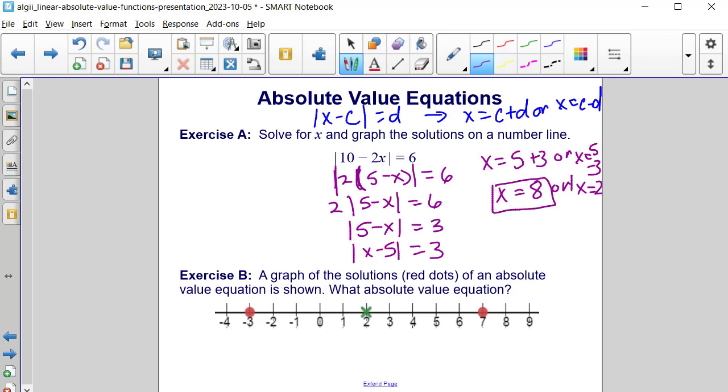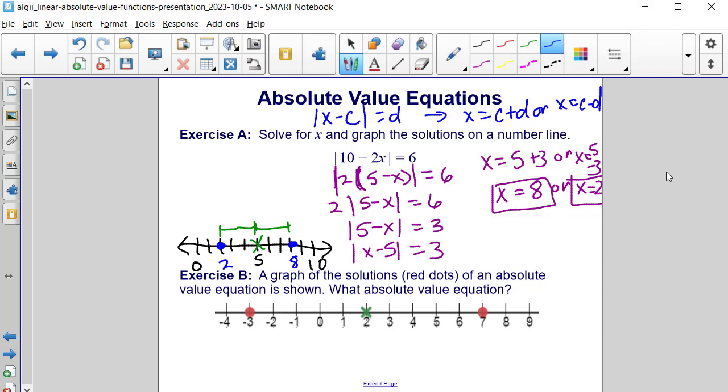Then if we were to graph these on the number line, so here's 0, 1, 2, 3, 4, 5, 6, 7, 8, 9, 10. Here's 10. We have positive 2 and positive 8. Notice that they are both 3 units away from our center point 5, which is right here. So we have 5 here, and our 2 solutions are 8 and 2.